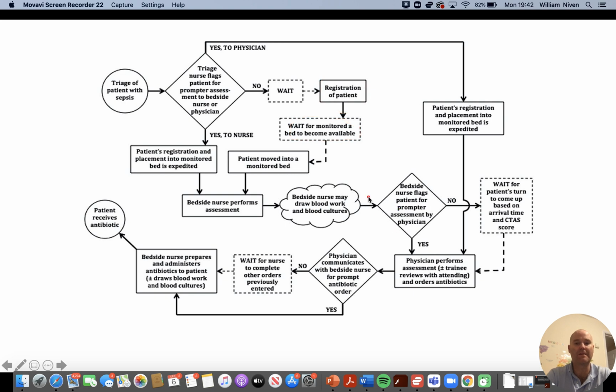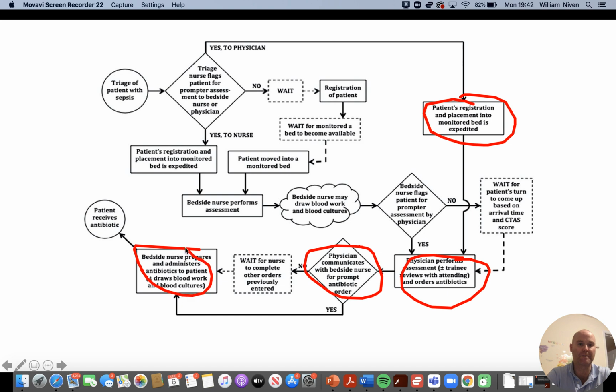And then right at the top over here, we've got the ideal, which is the triage nurse goes to the physician and says, I'm really worried about this patient. We get an expedited registration, and the physician looks at them and goes, yeah, I think this patient needs antibiotics. They chat to the nurse and make an order. The nurse then goes and mixes up the antibiotic, and the patient gets their antibiotics.